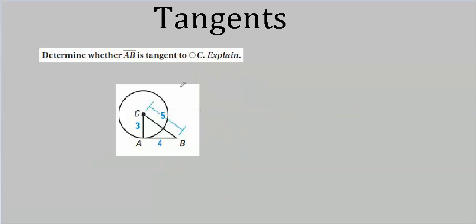So I would say that if AB is perpendicular to AC, then AB is a tangent. How do we know if this is the right angle? Well, we just have to know if it satisfies Pythagoras' theorem. Remember, Pythagoras' theorem is another one of those things that goes both ways. The sum of the squares of the two legs equals the square of the hypotenuse.